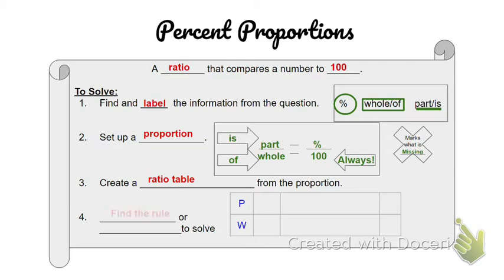So in order to solve, we're going to find the rule or use a strategy to solve. So finding the rule means that we take it and how could we multiply or divide to get there in one step. And then using strategies would be like doubling, halving, that kind of thing, adding together different ratios. So we're going to go ahead and work on these three problems down at the bottom.